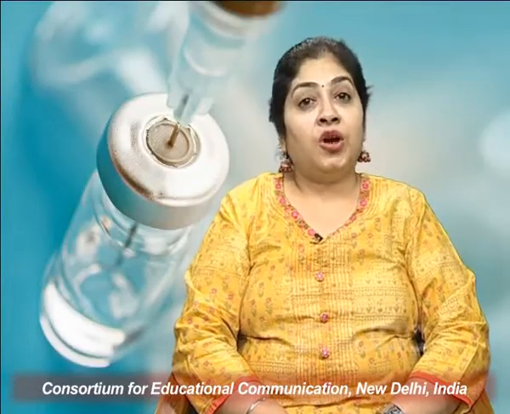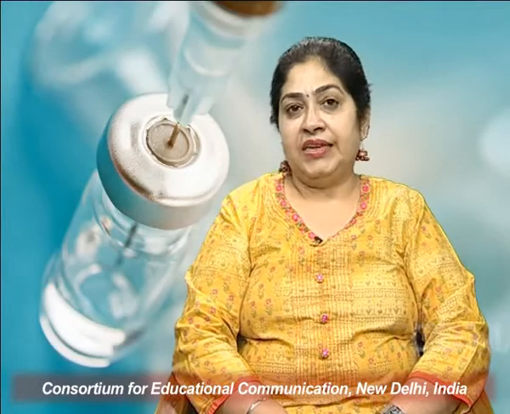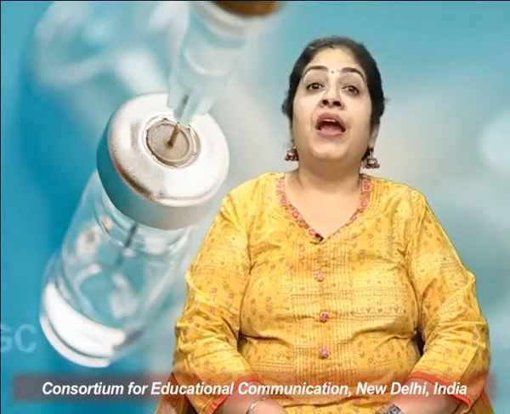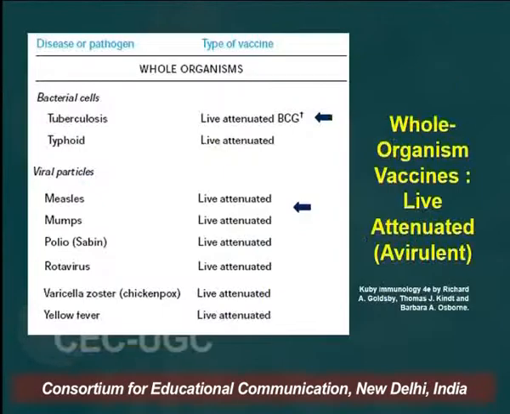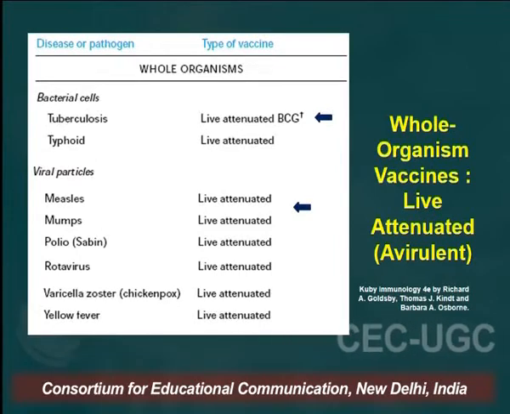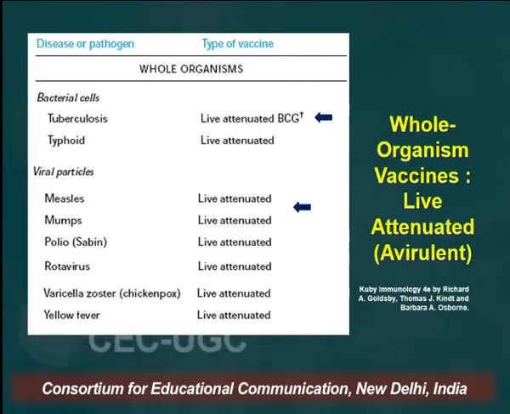Now, when we are talking about a whole organism vaccine, as already said, it could be an inactivated or killed pathogen, or a live, weakened, attenuated or avirulent bacterial cell or viral particle that is being used as a vaccine. Let us understand the live attenuated. In live attenuated, the pathogen has not been killed but rather weakened.